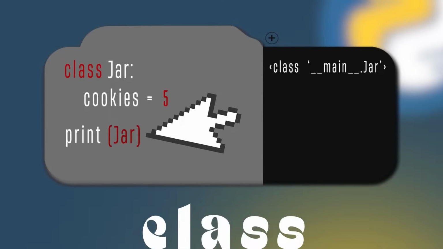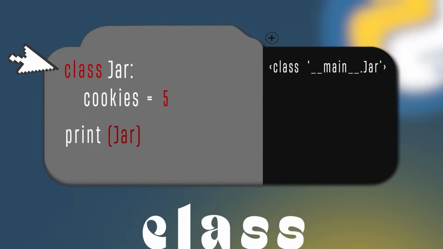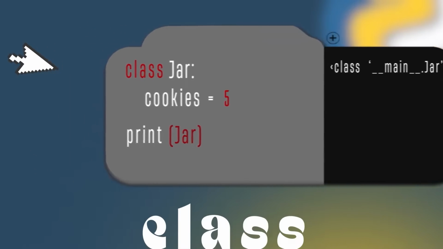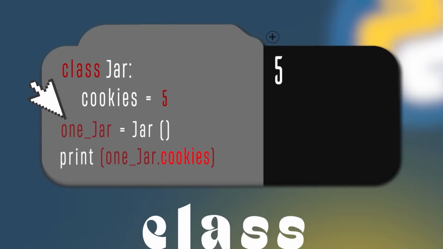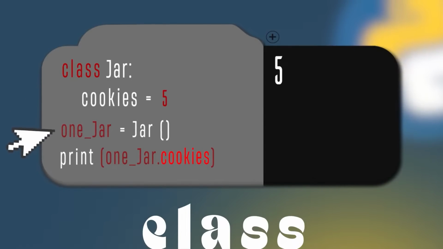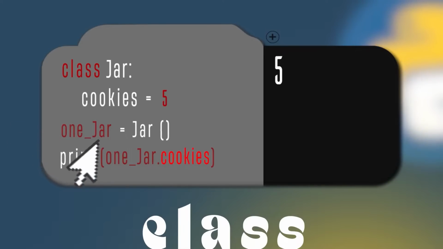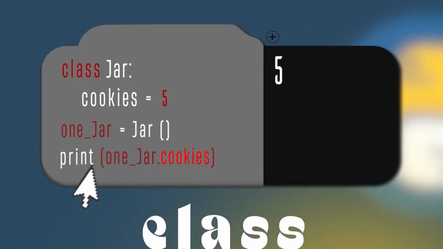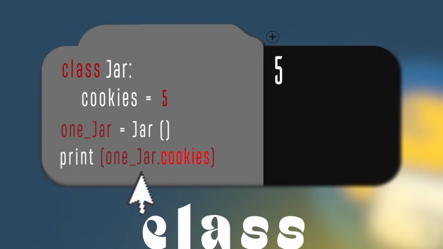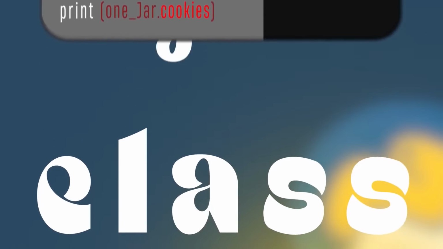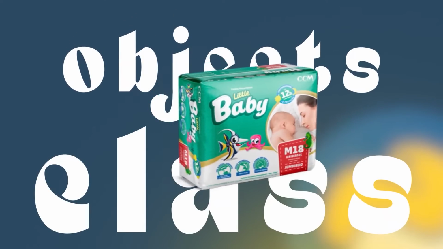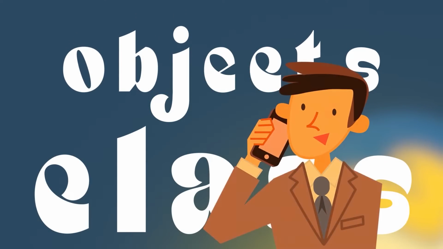Now, we can use the class name jar to create objects. So in this case, we're going to reuse the same code that we did before, but right now we are working with one specific object, in this case, one_jar. So we do one_jar equals to jar, and then we can print how many cookies doing one_jar.cookies.